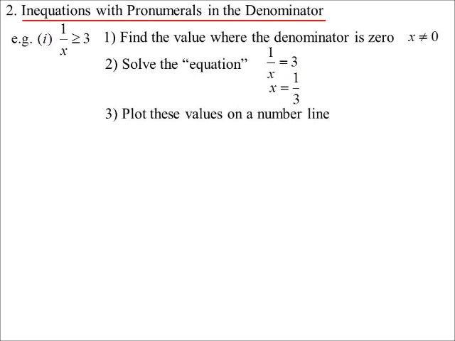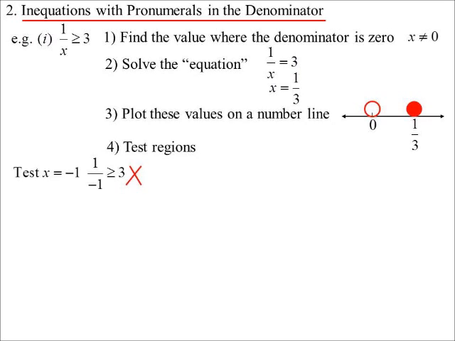I'm going to do a visual way of doing it. I mean, there's my number line. I know naught's not included. I know 1/3 is included. And again, I'll just pick a point. What number shall I use? I actually chose -1. So -1, is 1 on -1 greater than or equal to 3?